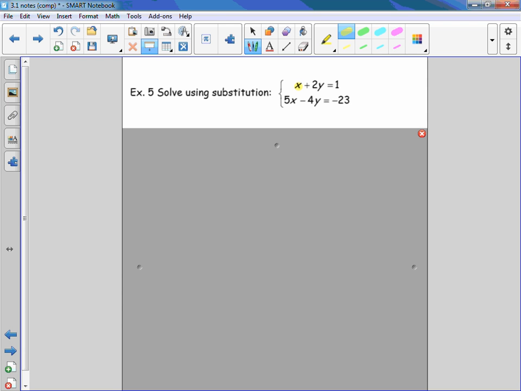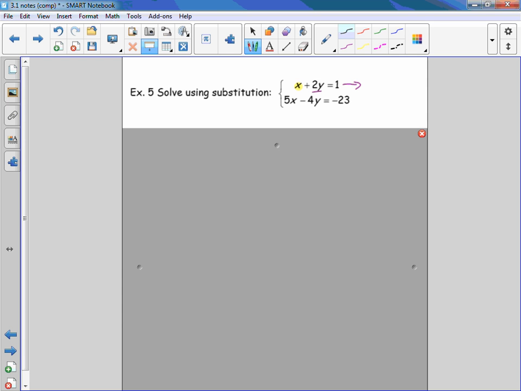If the coefficient is something other than 1 or -1, you could still solve for it, but there could be a chance that you end up with fractions, which can make life a little more complicated. All right. So that's a general rule that I tend to follow if I have a choice in terms of how I would solve a system. So this would be a good one to use substitution for. And what I'm going to do is solve for the x.